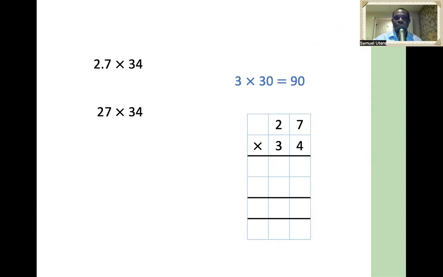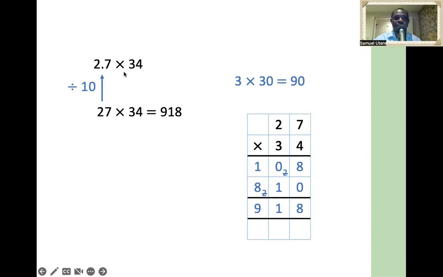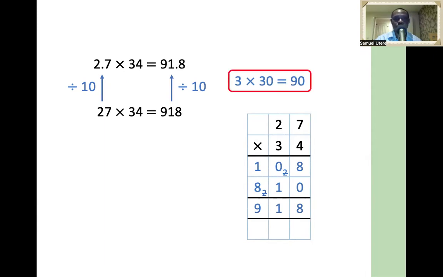Okay, so here are the answers. So here, this is what we'll get. Now you can see that this is being divided by 10. So that's the difference between this and that. But this is the actual calculation we were given. So it means our answer will be divided by 10. Okay, this stays the same. 34 is still there. So that gives us 91.8. So our answer is pretty close.